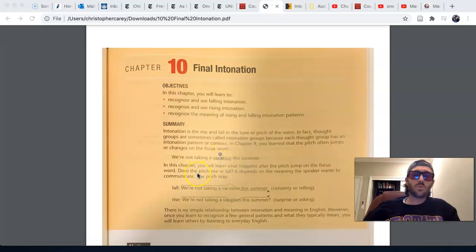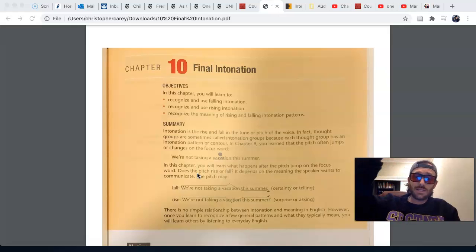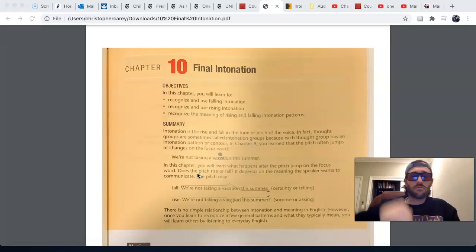In this chapter, we'll learn what happens after the pitch on a focus word. Does it rise or does it fall? After the focus word, does the final intonation rise or fall? And what's the meaning behind whether or not the final intonation is rising or falling?